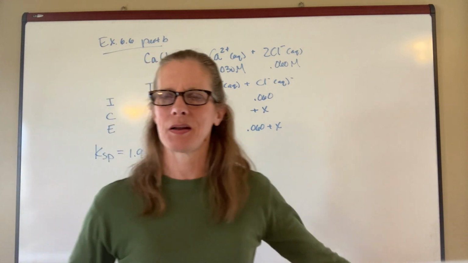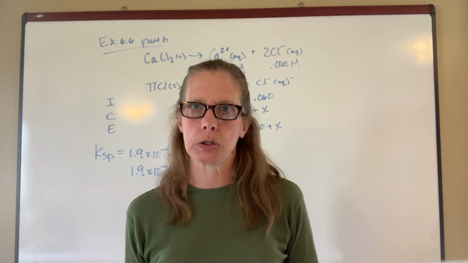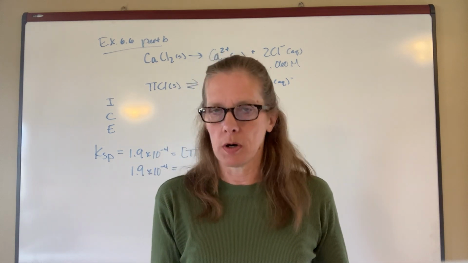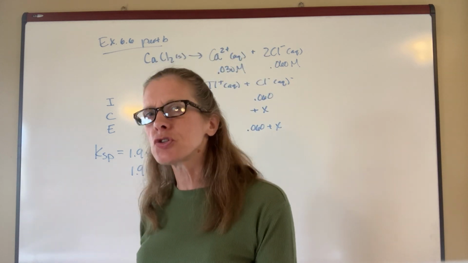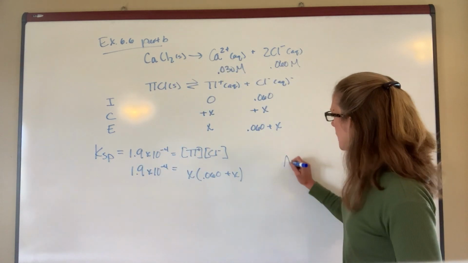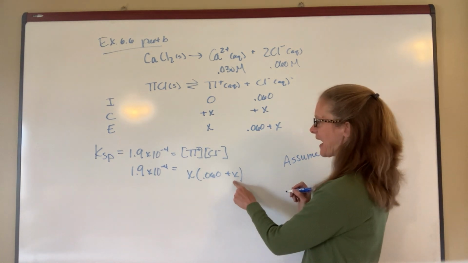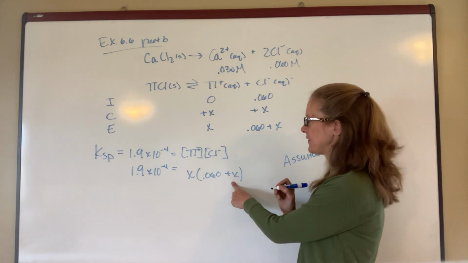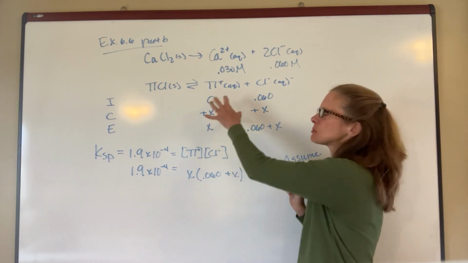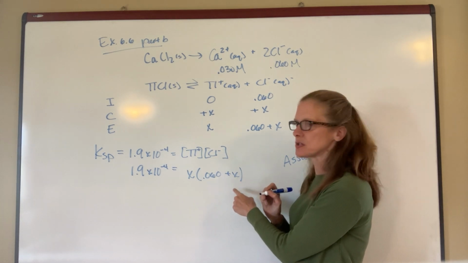But even if I have an X squared, that still means if I can't factor it, I'm probably going to use the quadratic formula, and I'd rather not do that. I mean, I don't enjoy using the quadratic formula. I don't know about you, but it's not one of my favorite things to do. So I'm going to try to make the same assumption that I made before. So I'm going to assume that this X is small enough that I can drop it out, that I don't need it because it's going to be such a small amount of thallium chloride that dissolves that it's really not going to make any difference.